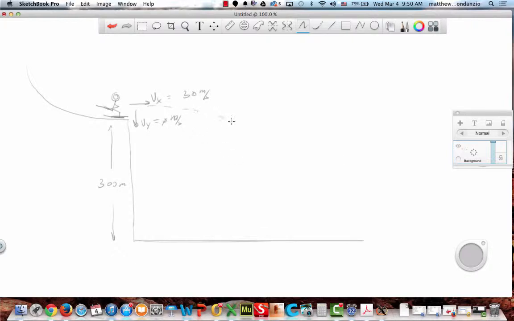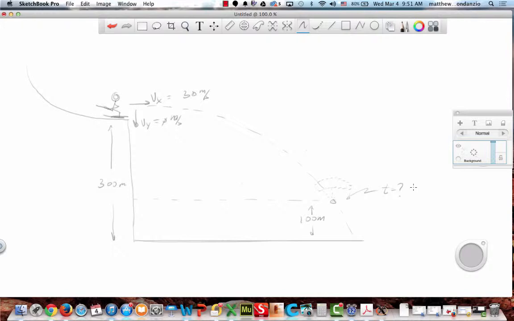So he's going to be doing one of these things, right? And at 100 meters, that's where he's got to put that chute, ideally. So the question is, how long is it going to take to do that? What's the time for this to happen?